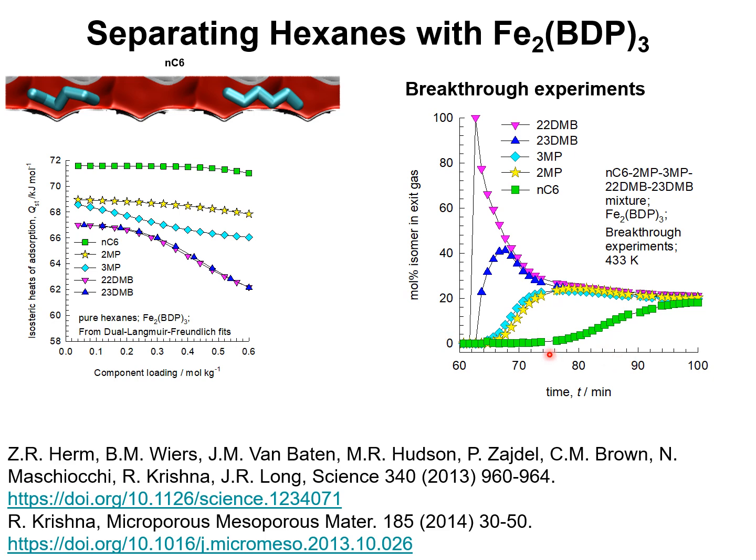Breakthrough experiments show that the hierarchy of breakthroughs follows the hierarchy of binding strengths. The di-branched isomers are the first components to break through, followed by 3-methylpentane and 2-methylpentane, and finally the linear hexane molecule breaks through the fixed bed adsorber.